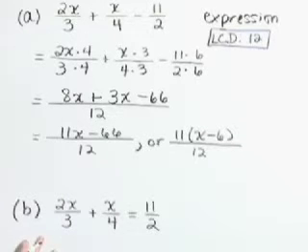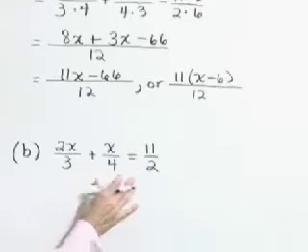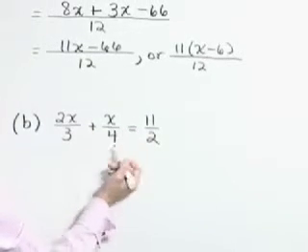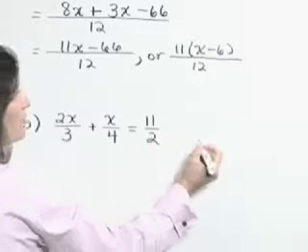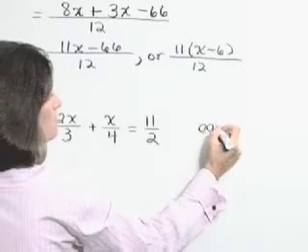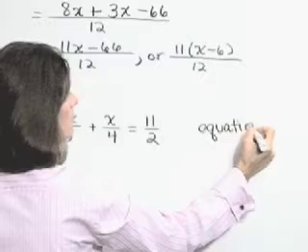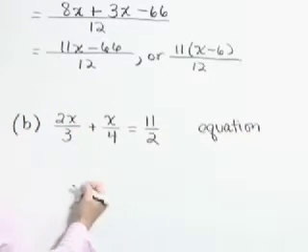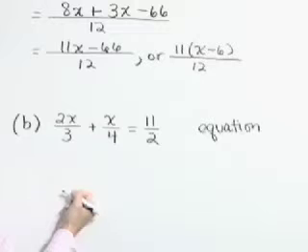Now let's look at part B. Notice that it contains the same terms as part A. However, it has an equal sign, something on both sides. This is an illustration of an equation. We're going to solve it. Find the value of x that satisfies this equation and makes it true.